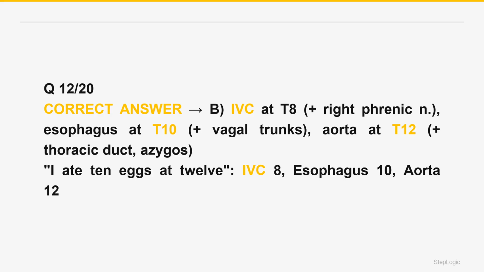The accompanying structures are testable. The IVC opening at T8 is in the central tendon and lets the IVC and right phrenic nerve through. The esophageal hiatus at T10 transmits the esophagus and the anterior and posterior vagal trunks. A hiatal hernia herniates here. The aortic hiatus at T12 is the most posterior and transmits the aorta, the thoracic duct, and the azygos vein. The number pairing, IVC at T8, esophagus at T10, aorta at T12, is the answer.